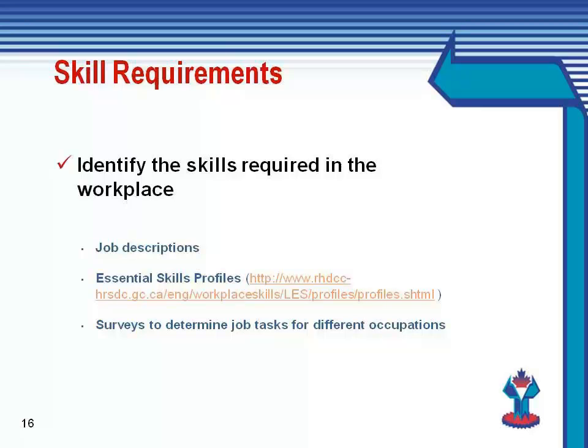To identify gaps in skills, you first need to know what skills are needed. Here are a few strategies to identify what skills are required in the workplace. You can look at internal job descriptions to find out what skills are specified. You can review essential skills profiles on the HRSDC website to find out what essential skills are required for the occupations in your workplace. Finally, you can conduct surveys with employees, apprentices, supervisors, and managers to determine the skills they believe are required for jobs. These surveys can be informal or formal.